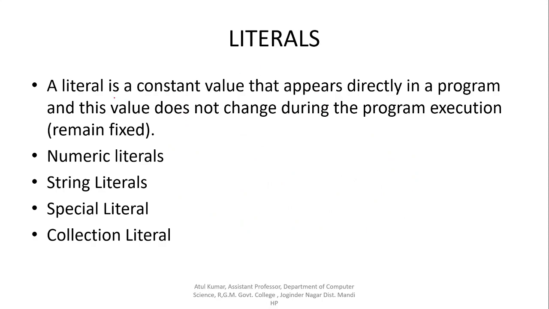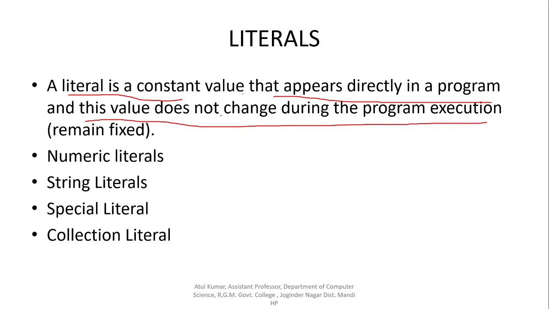Next, what are literals? A literal is basically a constant value. It may be a numeric value, a floating point or decimal value, or a string literal, that is a name or any other thing. Strings are basically combinations of characters. It is a constant value that appears directly in a program, and this value does not change during program execution. So they are constant, and the values of these literals remain fixed.